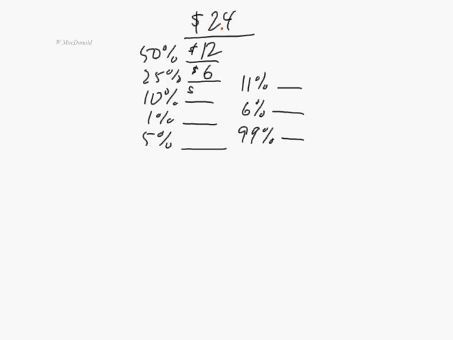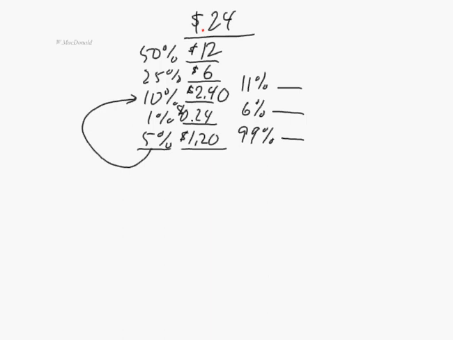But we know that with money, we need 2 decimal places. So $2.40 is your answer. For 1%, I simply take my decimal and move it twice over. In this case, I would have 24 cents. Now 5% is one of those half ones. If we look at 10%, which is $2.40, 5% is really half of 10%. So we have $1.20 for 5%.